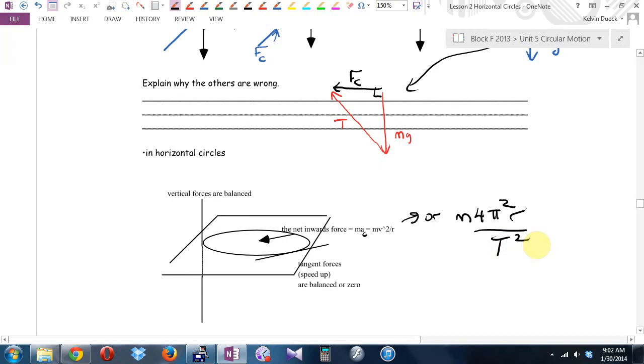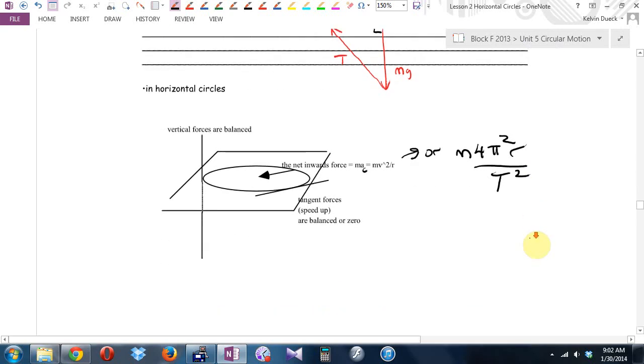And the tangent forces, speeding up and slowing down, are balanced or zero. You're not increasing your speed. So let's look at a couple more examples.